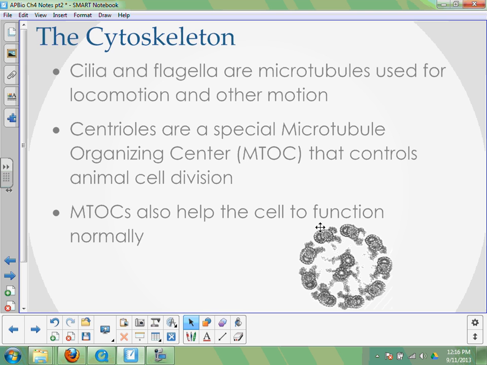Structurally, they're made of 9 smaller tubes around the outside and 2 small tubes in the middle to give a little bit of strength and support there. And those tubes are on the full length. So again, we're looking at the cross section. This would be kind of like if you would cut across a pencil and you'd see the lead showing on the inside. That's what we're looking at here with a microtubule.